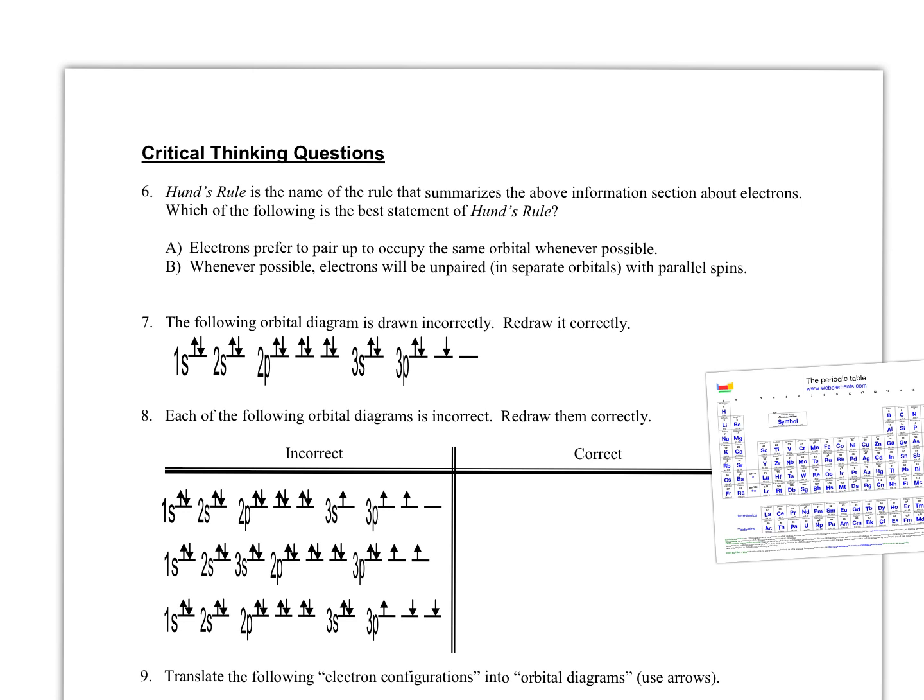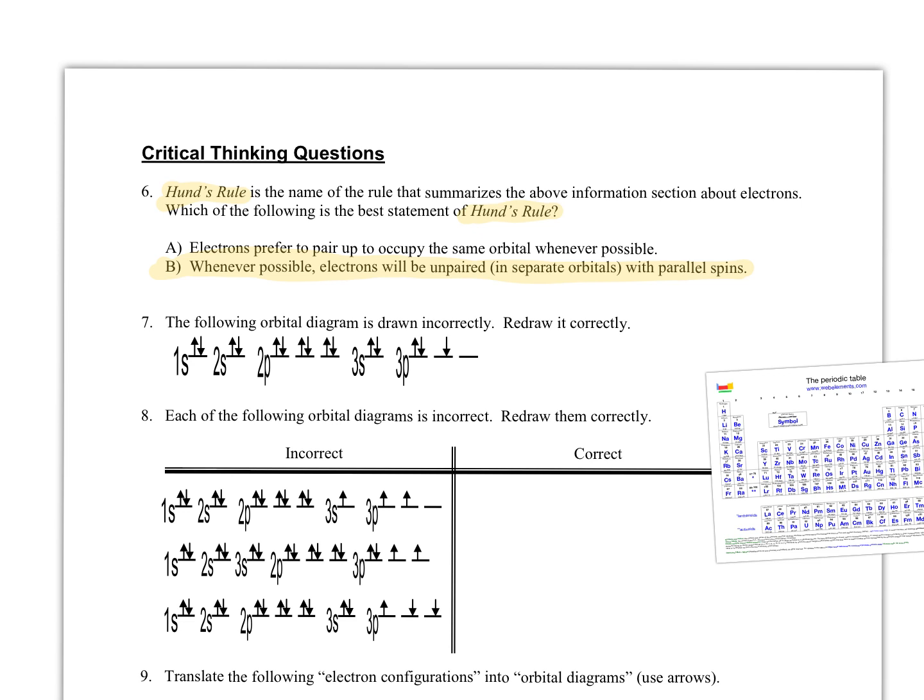All right, question number 6, Hund's rule. Hund's rule is the name of the rule that summarizes the above information section about electrons. Which of the following is the best statement of Hund's rule? So this is a rule that's important. So let's look at these two statements. Electrons prefer to pair up to occupy the same orbital whenever possible. Whenever possible, electrons will be unpaired in separate orbitals with parallel spins. It would be that one. They're going to go in separate orbitals with parallel spins until they pair up.